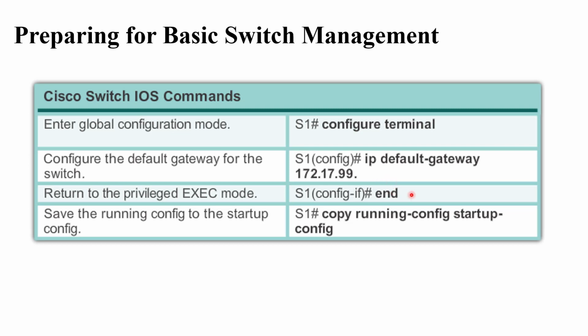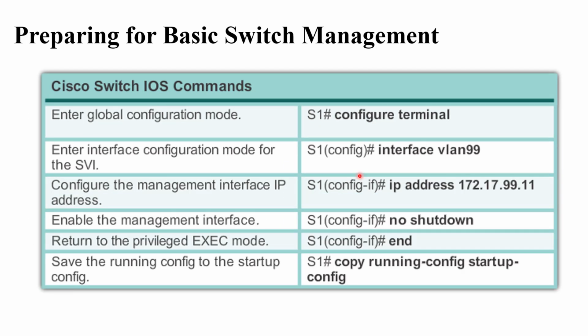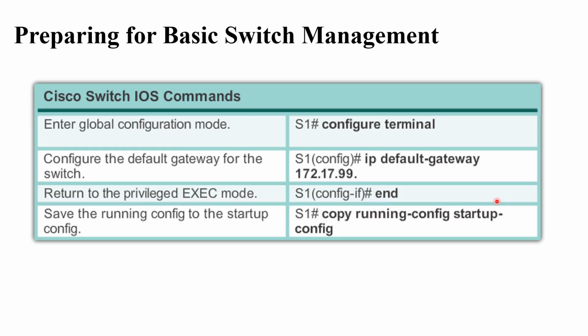Then I'm going to give end. Again, I want to save these changes. Whatever changes I have done, I want to save. So copy running-config startup-config. So this is the way you can fix a gateway for your switch. In the previous slide, we discussed how to fix an IP address for a virtual interface. VLAN 99 is an interface. So for this interface, we fixed the IP address, and here we fixed the gateway for our switch. Now, this is the basic configuration, how you can fix the IP address and default gateway for a switch.